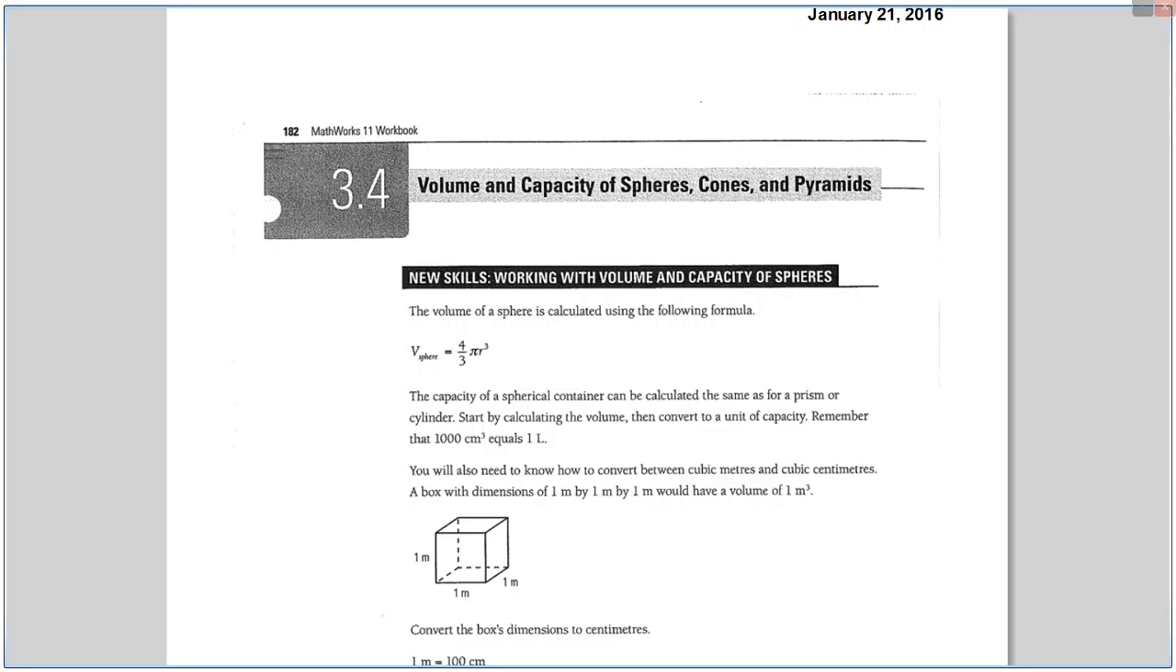Okay, guys, 3.4 volume capacity of spheres, cones, and pyramids.